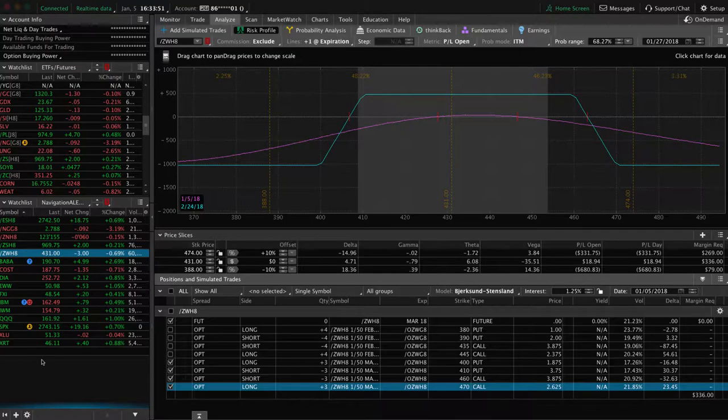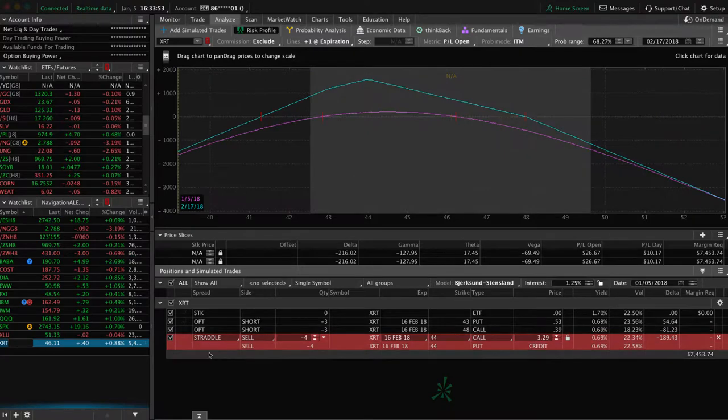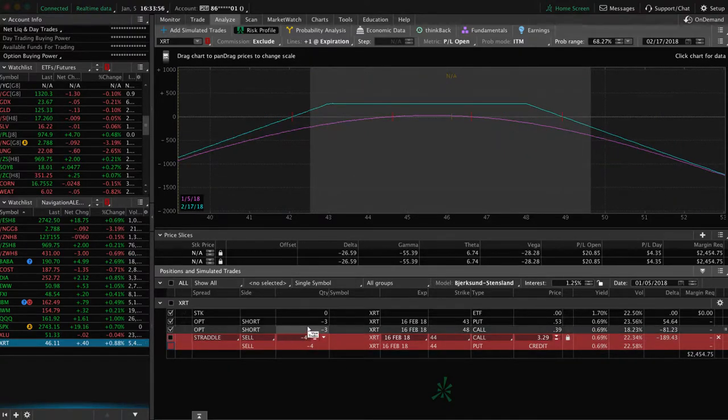If we take a look at XRT, so what we've got here, here's the one that we just put on. So you can see price is still very centered.